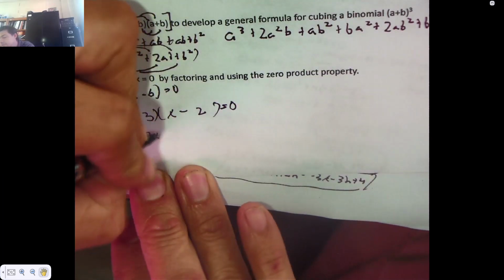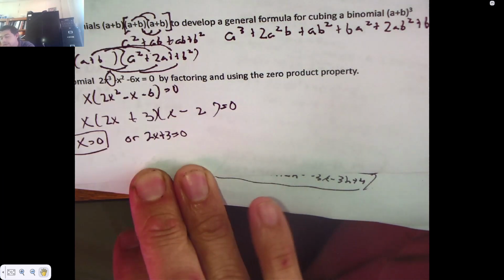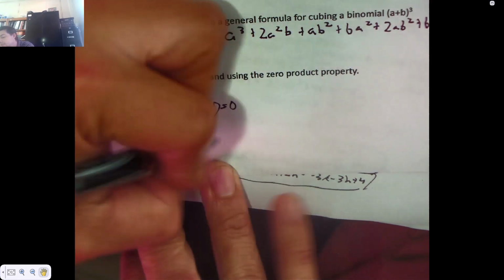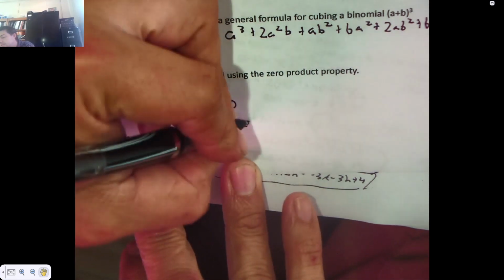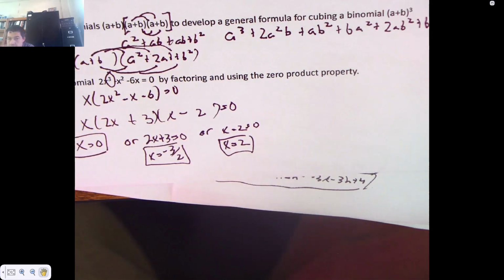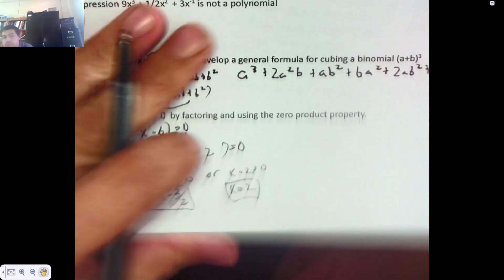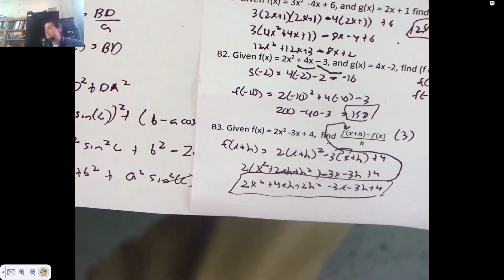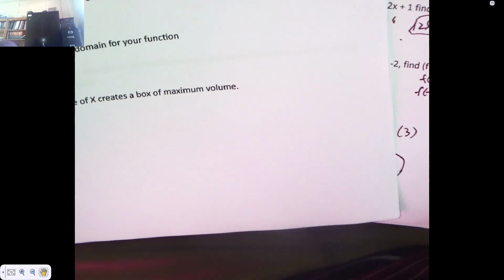Or 2x plus 3 is 0. Slide and divide. X is negative 3/2. Or x minus 2 is 0. Just slide and be done with it. X is 2. Not a hard problem. Done with that page. Although I should probably pick it up so I know which ones I did. And I'm only going to do one more, maybe 2 more.